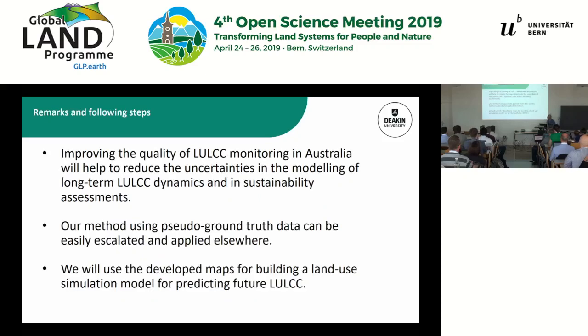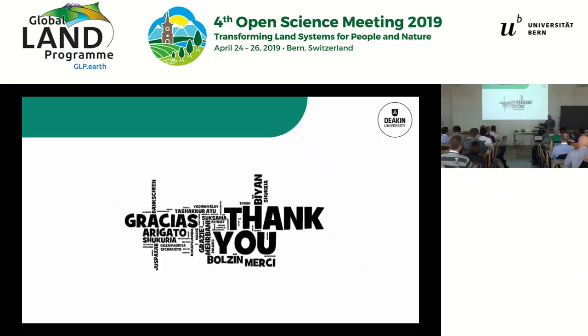Some final remarks: our method can be scaled. We have used this method, and it is easily applied in other areas. Producing every map takes around 2 to 3 days for exporting for Australia. So for smaller countries, it will take less time. And we will use these maps for building a land use simulation model using machine learning approaches for predicting future land change in Australia. Thank you.